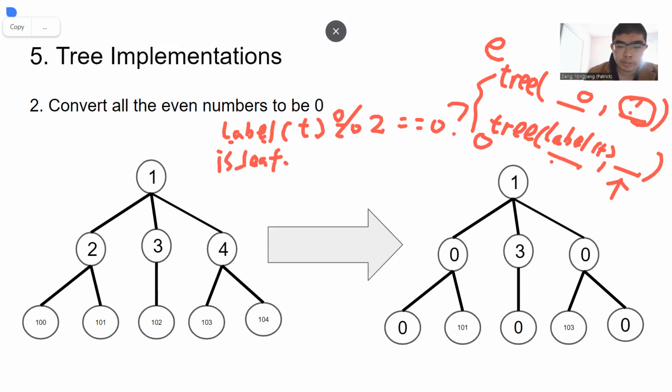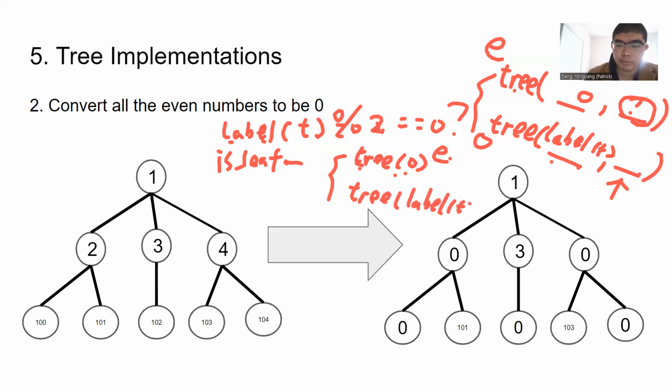So for the isLive function, this will be simpler, because we do not have subtrees. So we have tree. Oh, yeah, we actually still have to check if it's even. So if it's even, the tree will be the leaf 0, and otherwise it will still be the tree label, label t, as if it does not change. Because it's a leaf, we do not have branches. So yeah.